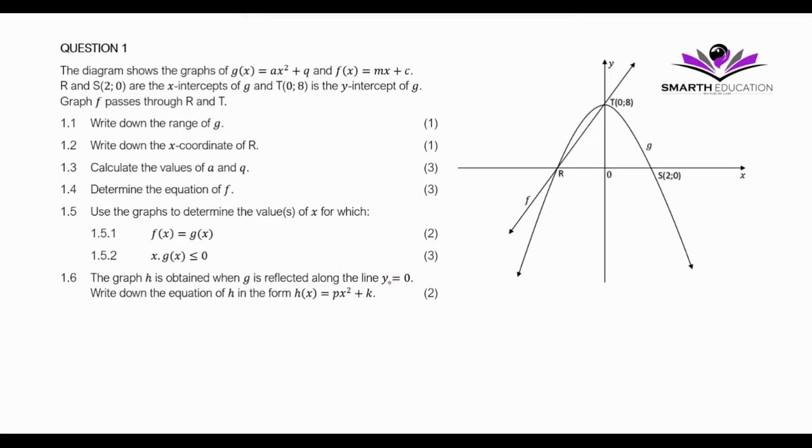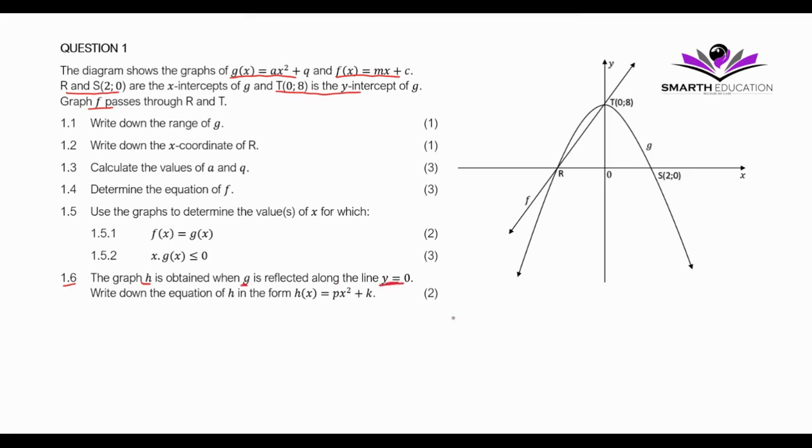Welcome back. Let's do question 1.6. The diagram shows the graphs of g of x and f of x. R and S are the x-intercepts of g, and T is the y-intercept of g. Graph of f passes through R and T. The graph of h is obtained when g is reflected along the line y is equal to 0.